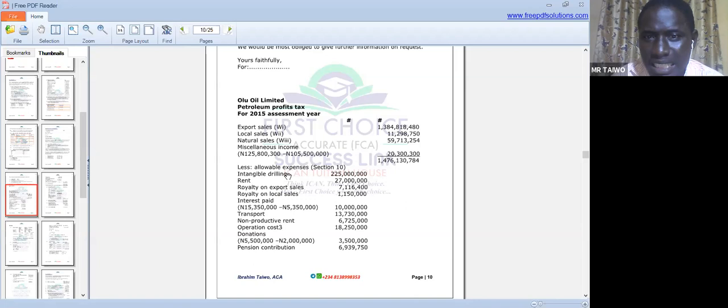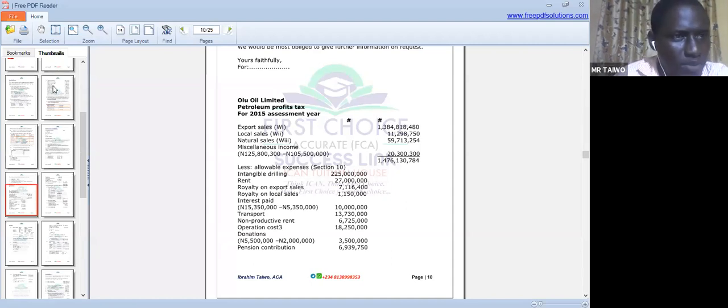Let's look at it. Intangible drilling expense. Look at the expenditure that is allowable, that is section 10 of the PPT Act. Intangible drilling expenditure is allowable. Rent, obviously, is allowable. Royalty, any royalty either on the oil or the gas that the oil company paid, is allowable expenditure as far as PPT is concerned. Royalty on export sales and royalty on local sales is allowable.